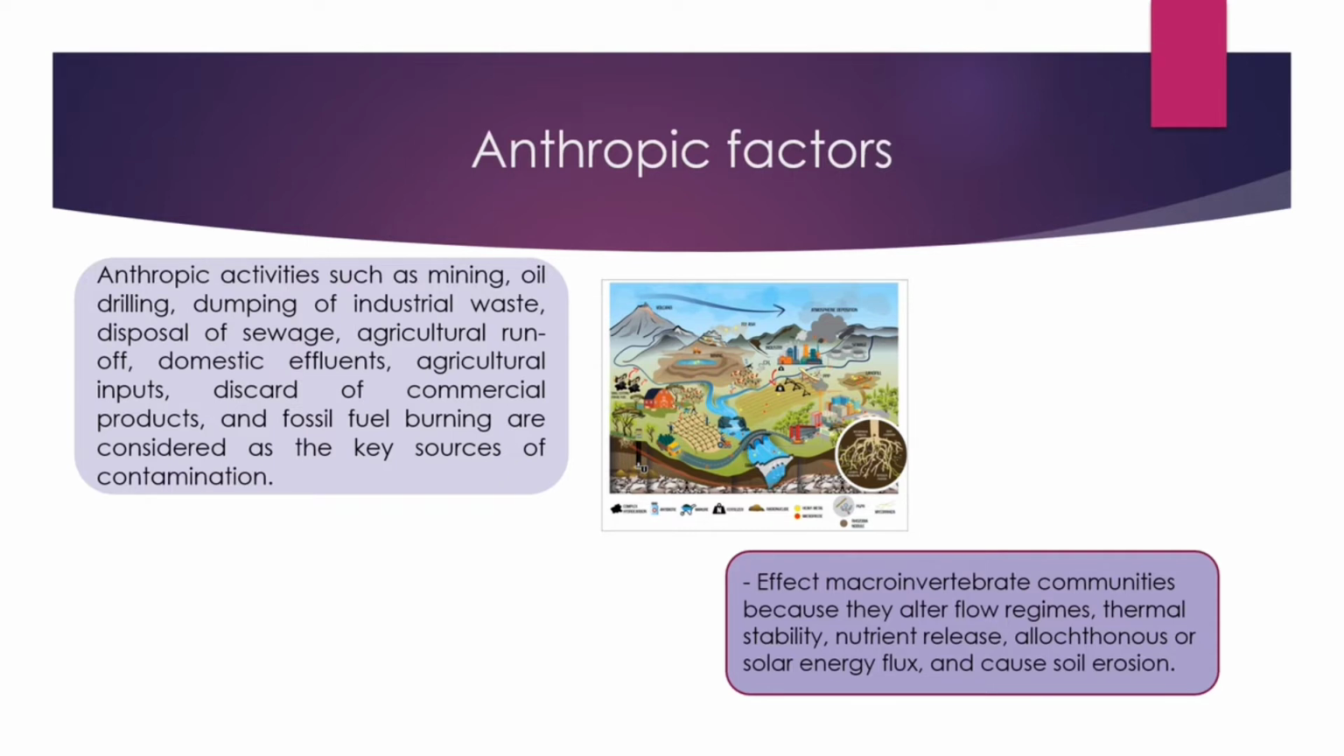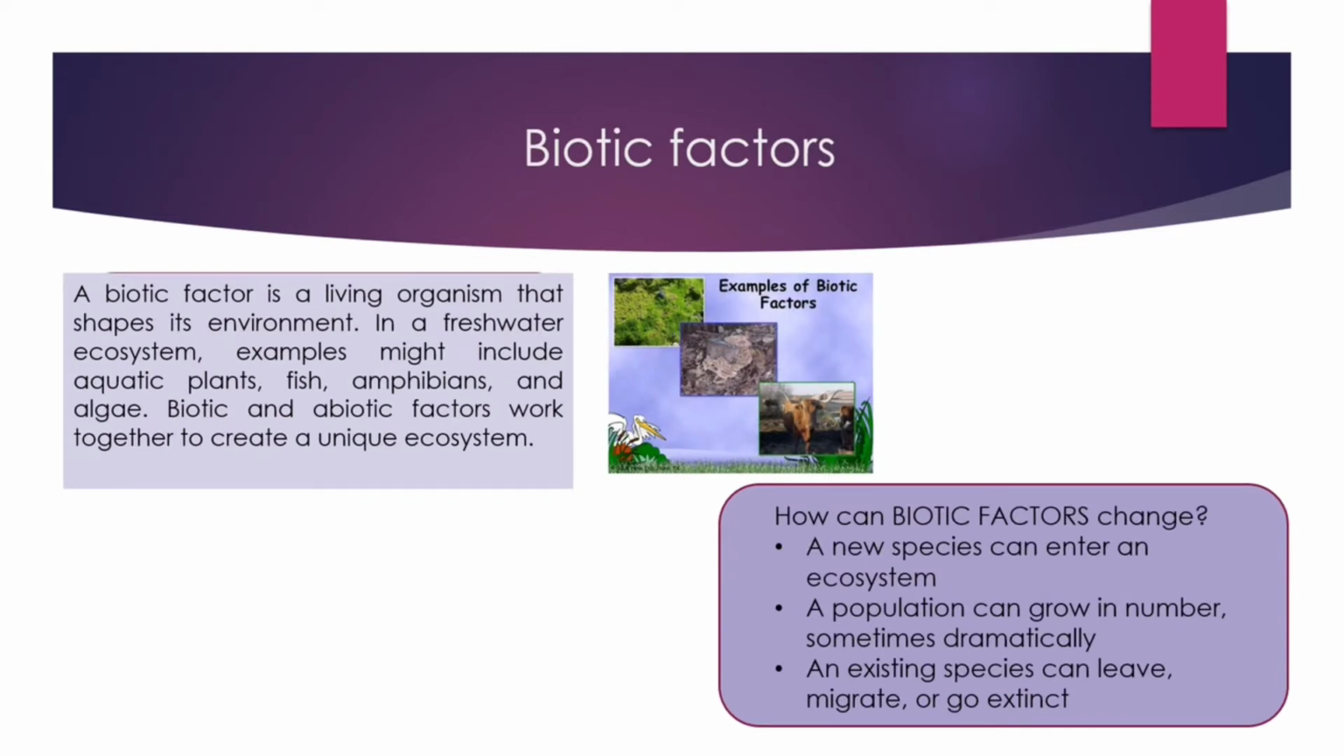They affect macroinvertebrate communities because they alter flow regimes, thermal stability, nutrient release, allochthonous or solar energy flux, and cause soil erosion. While biotic factors are living organisms that shape the environment in a freshwater ecosystem. Examples might include aquatic plants, fish, amphibians, and algae. Biotic and abiotic factors work together to create a unique ecosystem.